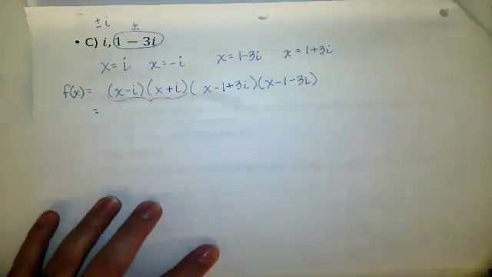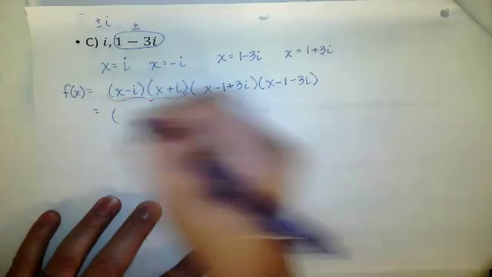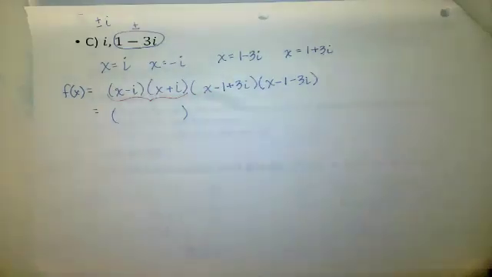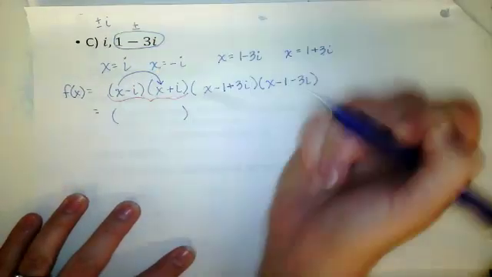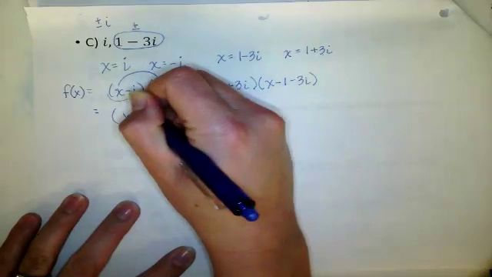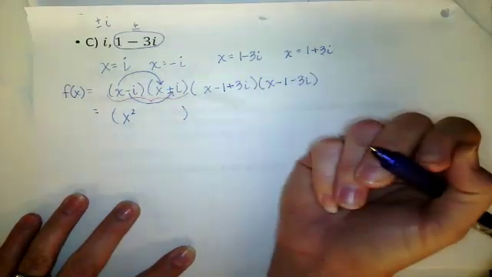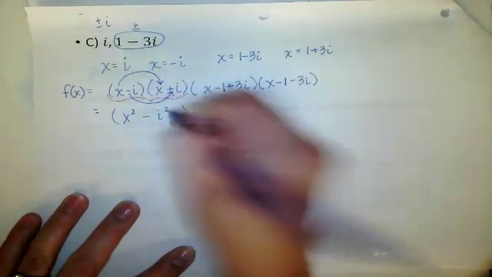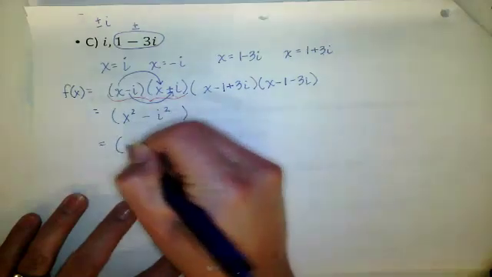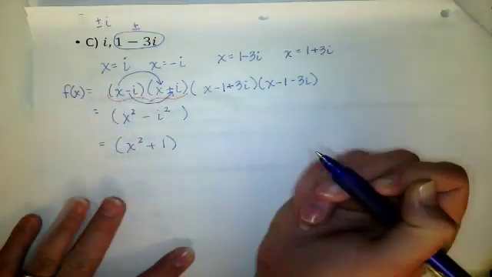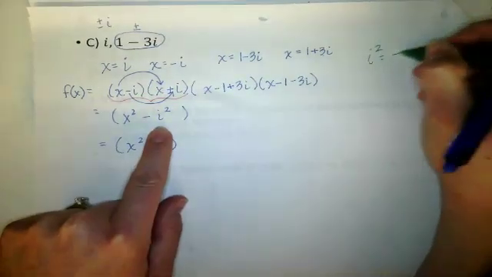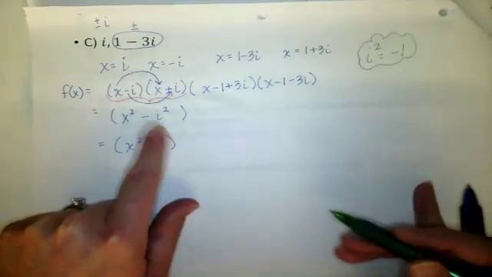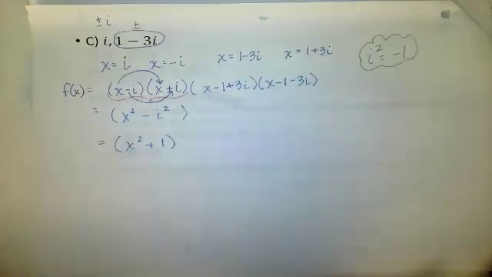So I got the sum and difference pattern thing going on here. That's kind of nice. Which means the outside and the inside, the rainbow, cancels out. I'm just left with first times first is x squared, and last times last is negative i squared, which becomes x squared plus 1. Why does it become plus 1? Because i squared equals negative 1. So this is minus a negative 1, which becomes plus 1.